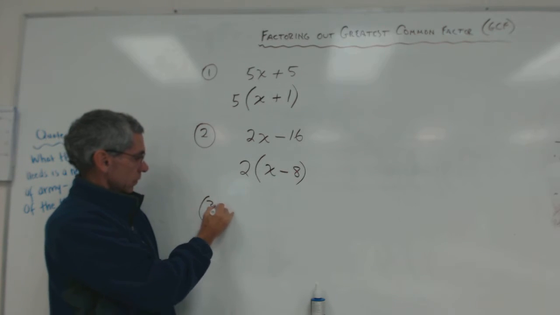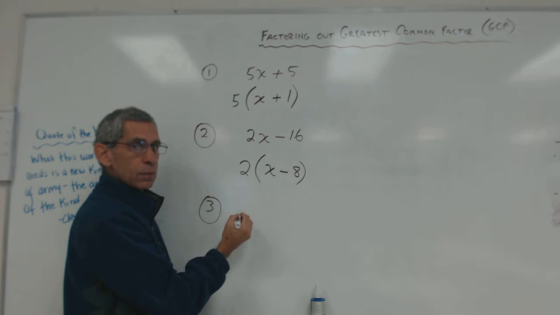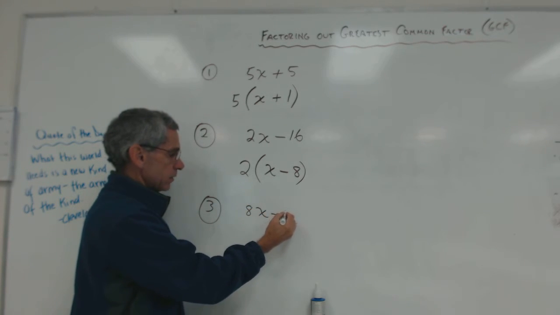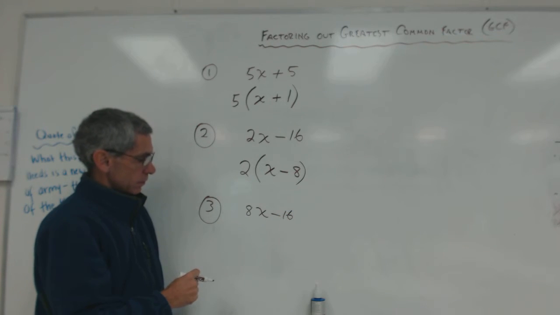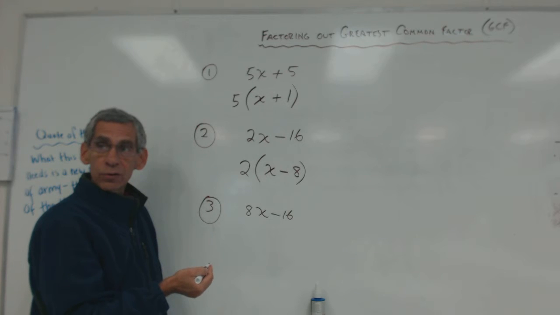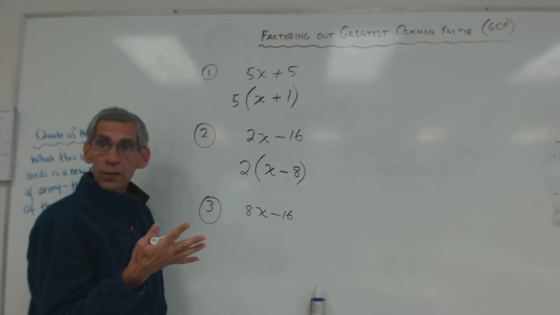What if I gave you 8x minus 16? All right, so is 8 the only number that goes into these both? No. 2 goes into both of them. 4 goes into both of them. But 8's the biggest. 8 goes into both of them. So which one do we try?